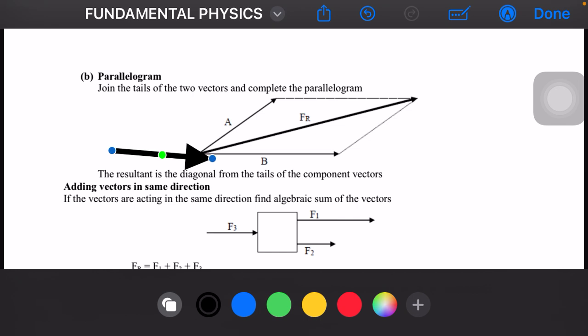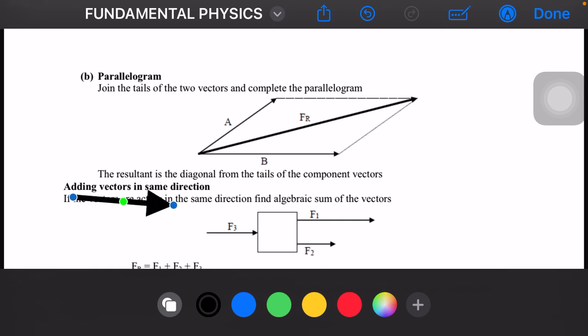You need to draw a line cutting the diagonal of this parallelogram. In this case, this is FR, so the resultant force. That's how you find the resultant force using the parallelogram method. The resultant is a diagonal from the tails of the component vectors.